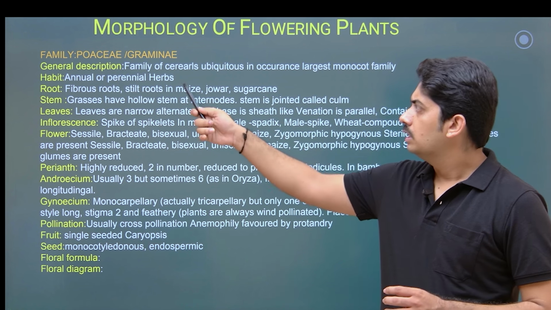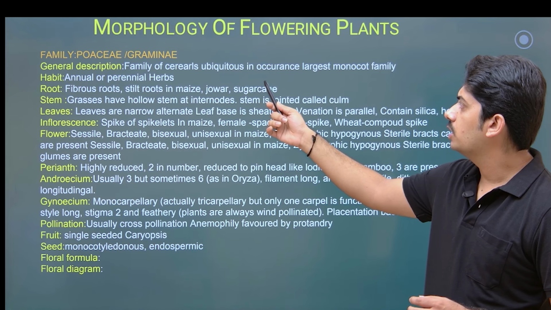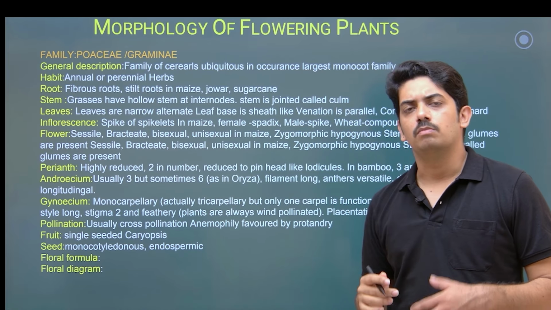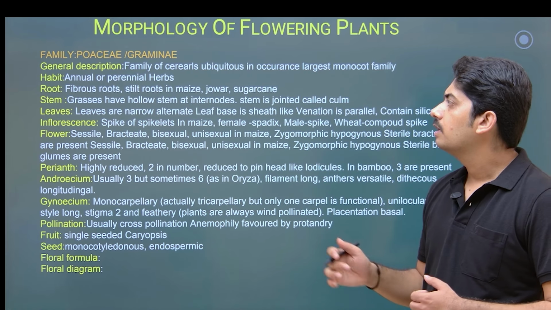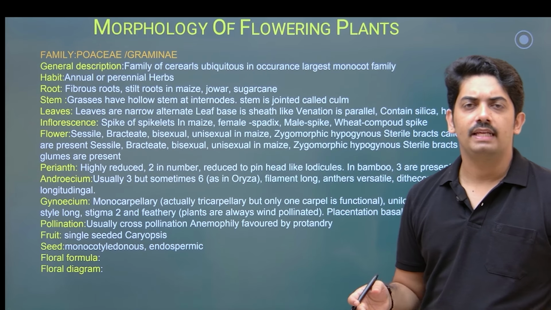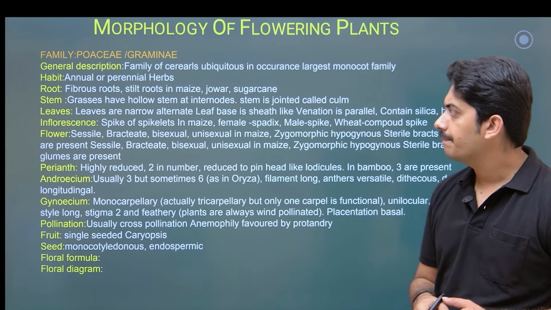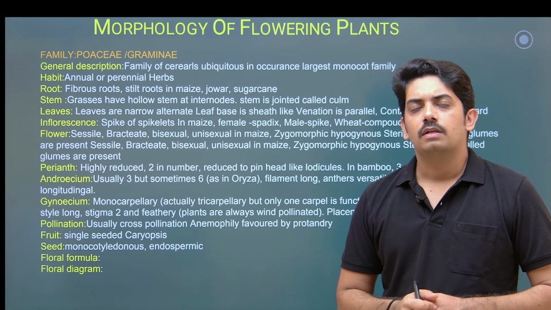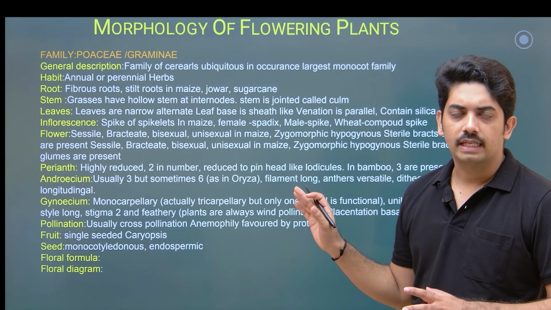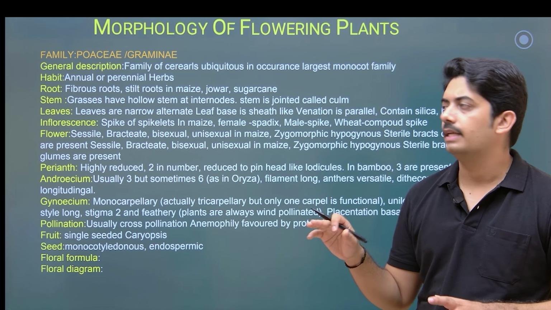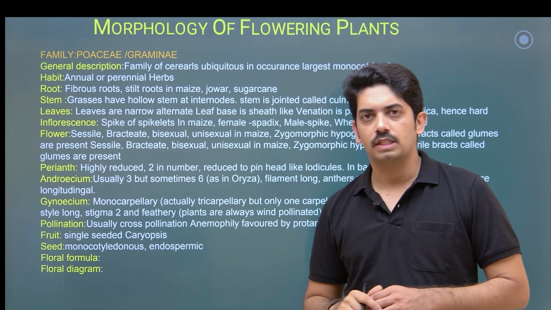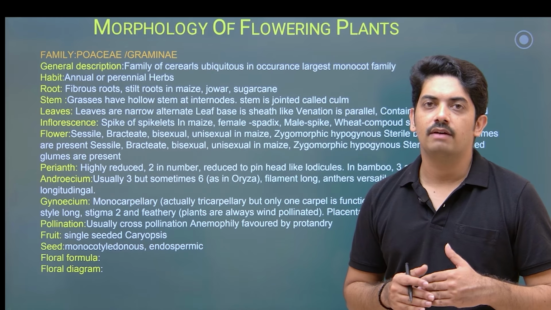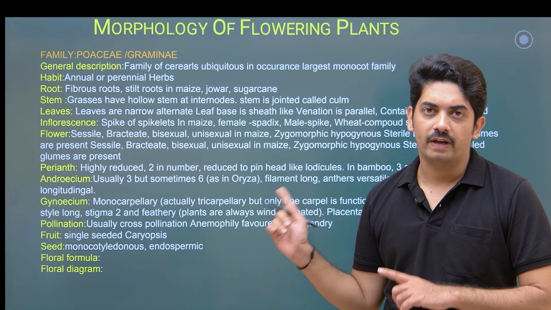So general description, family of cereals, ubiquitous in occurrence, largest monocot family. Ubiquitous means in most of the places you observe this plant. Very common examples, we take paddy, wheat, these are the examples. Okay. Then habit, annual or perennial herbs. Most of them are annuals, they complete their life cycle in one single year. Then root, fibrous root system. Here there is a slight change. Till here we studied all the members, they have taproot system, but here we observe fibrous root system.